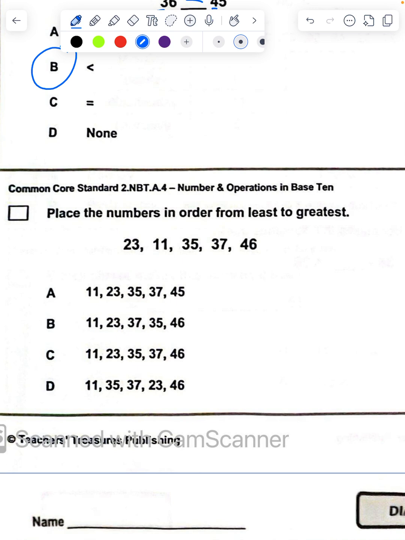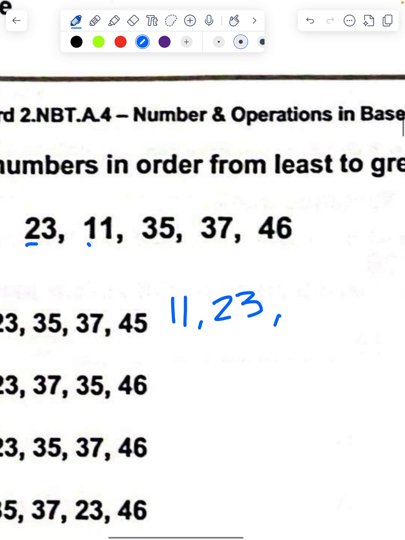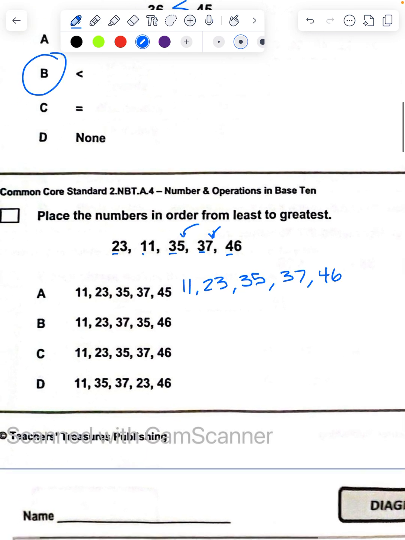Next, it says, place the numbers in order from least to greatest. So first look at the tens place. We know that 1 is the smallest, so 11 will go first. Then 2 is the smallest, so it'd be 23. Then we have two numbers with 3 in the front, so we look at the second number, and 5 is less than 7, so it'd be 35 next. Then it would be 37, and then finally 46. So the answer that follows the same sequence is not A, not B because of these two. It would be C.